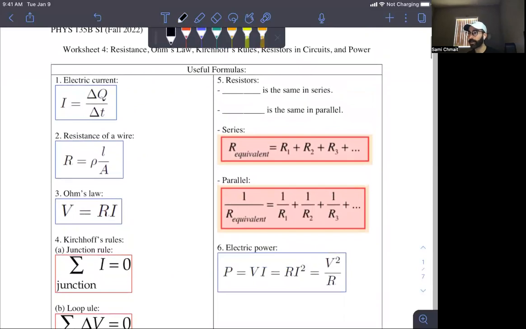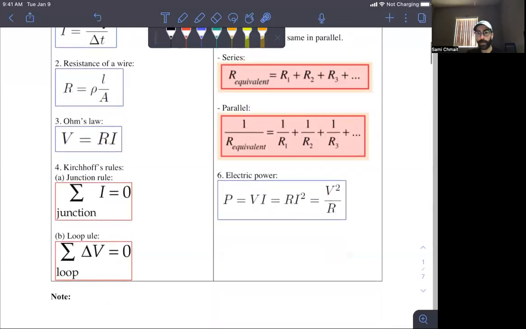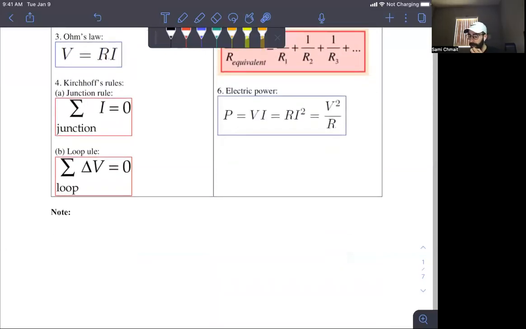So if we have resistors, current is the same in series, and then we have their voltage is the same in parallel, right? So it's opposite of what we saw with capacitors. And then resistors in series here, we just add them up, again, opposite of capacitors. And in parallel, we do that inverse addition. And lastly, we have this electrical power equation here, and we see that we have all these different ways of solving, and it just depends on what you're provided, okay?